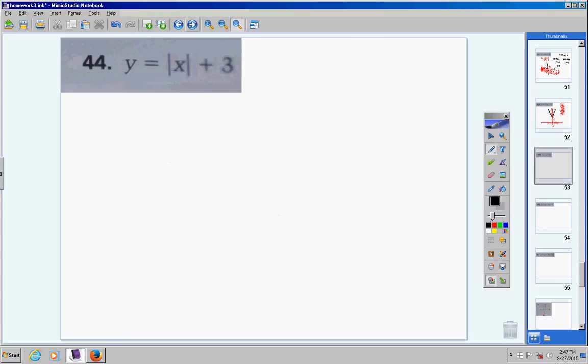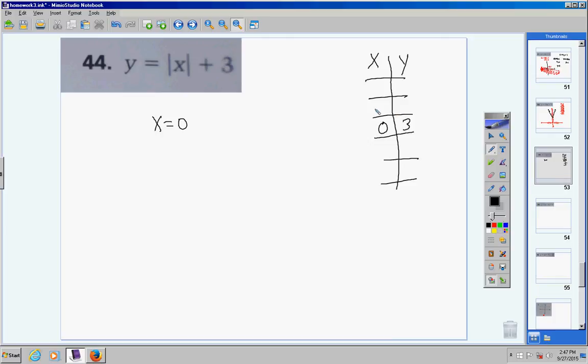All right, number 44. We're going to take the inside of the absolute value, set it equal to 0, and solve. So here's my inside, x equals 0. So that's it. No need to solve. X equals 0. So for my table of values, I'm going to draw a table of values that holds 5 ordered pairs. Right in the middle, I'm going to put 0. And then next, for my y value for the vertex, I look at the numbers being added or subtracted to the outside. It's going to be 3. So I put 3 right here.